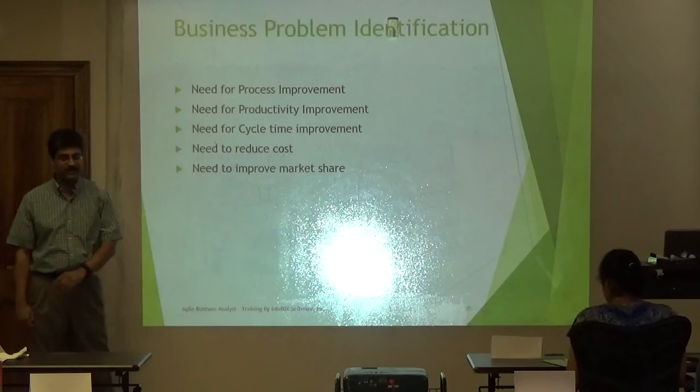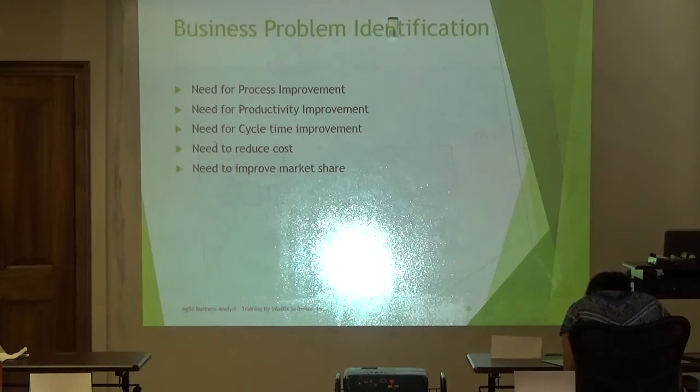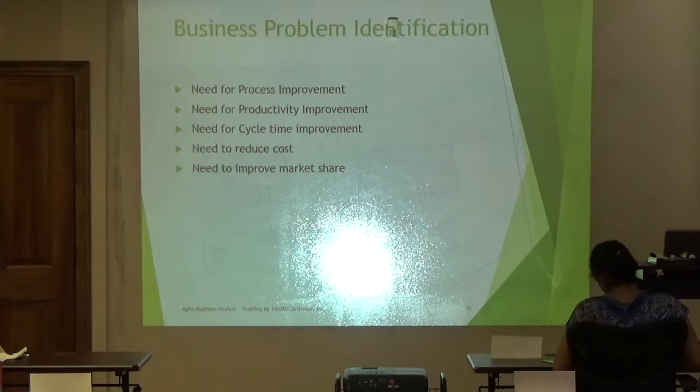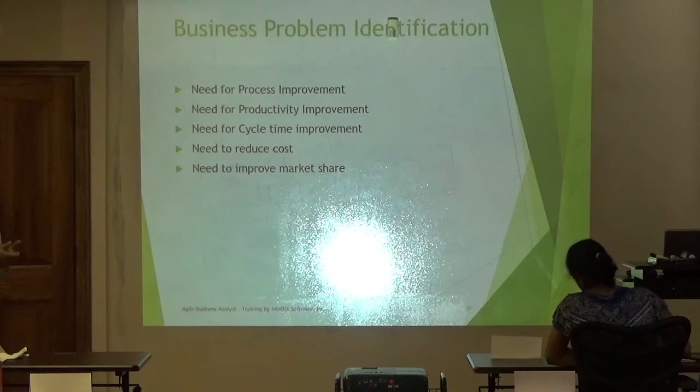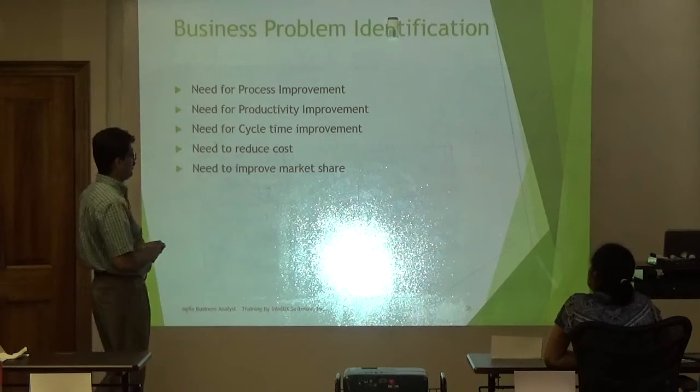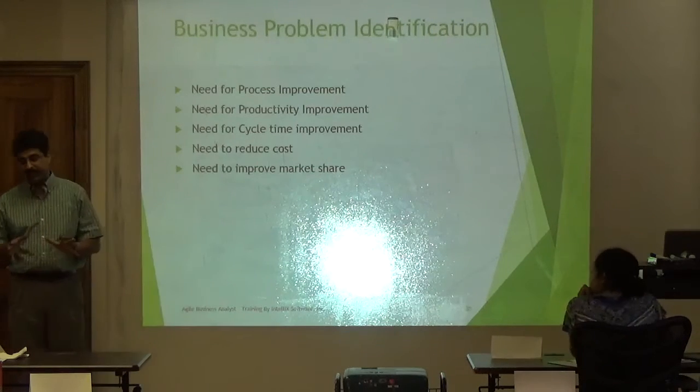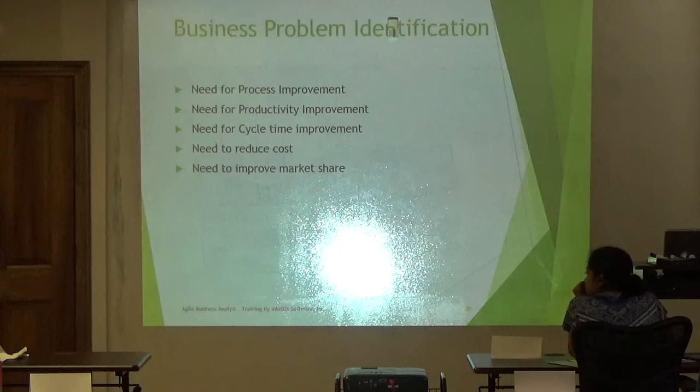So when you look into any business problem, it falls into one of five categories. We talked about the types of project, but you also need to think from the business viewpoint: what is the problem it's trying to solve? When you look at any problem, it's going to fall into one or more of these issues. For business, when they start an investment, they will have only one of these as the primary focus of why they're doing it. The first focus is need for process improvement.